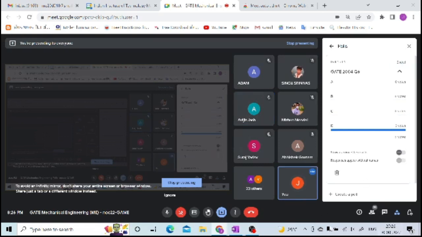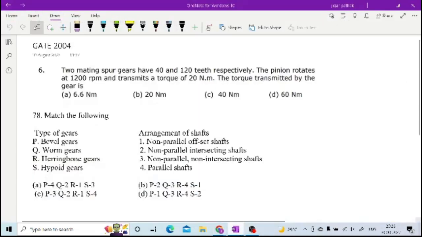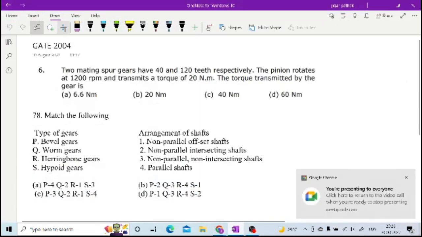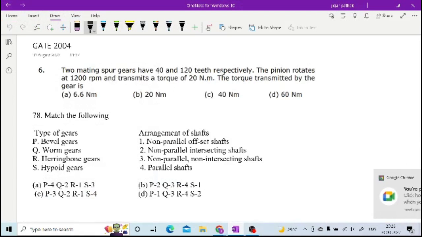Now those who have answered correctly, right? But many of you have not answered. So let us see what is provided here. Two mating spur gears have 40 and 120 teeth respectively, and the pinion rotates at 1200 rpm and transmits a torque of 20 Newton meter. The torque transmitted by the gear is now.